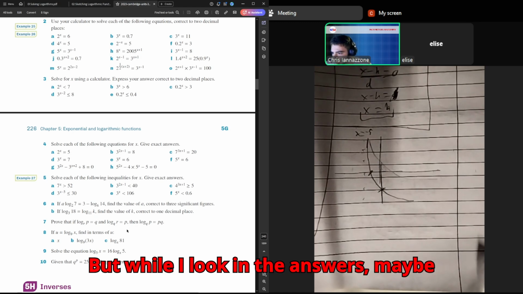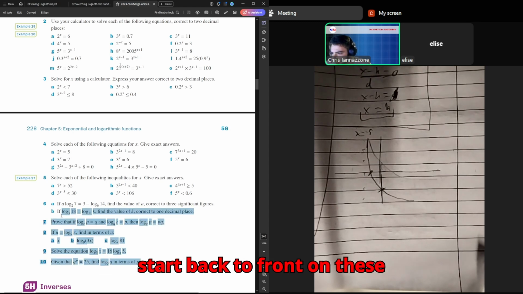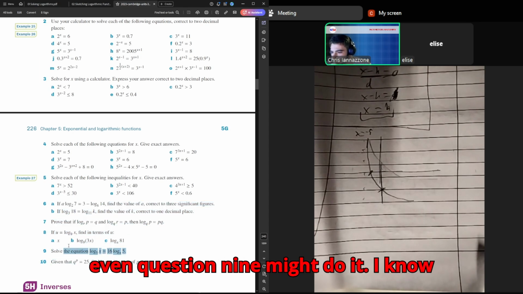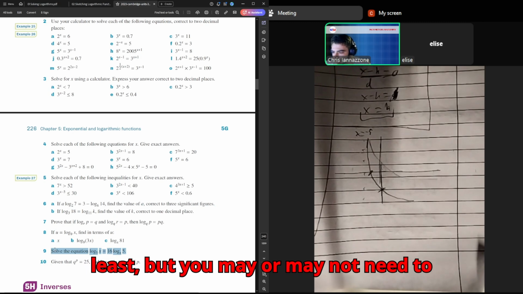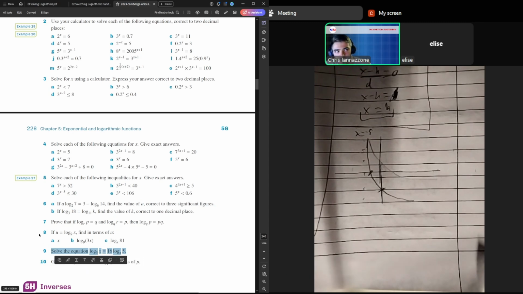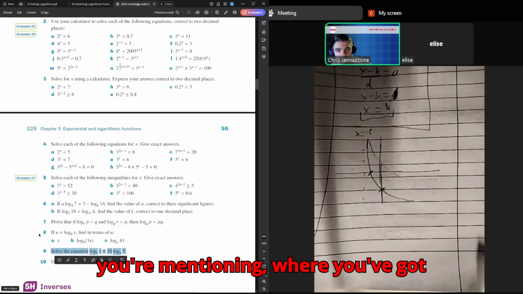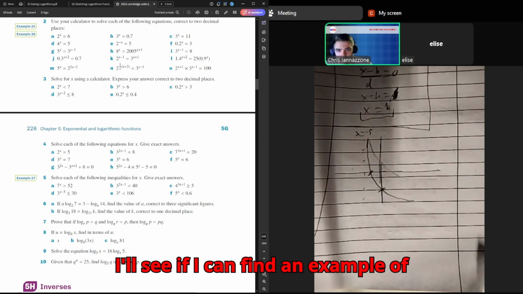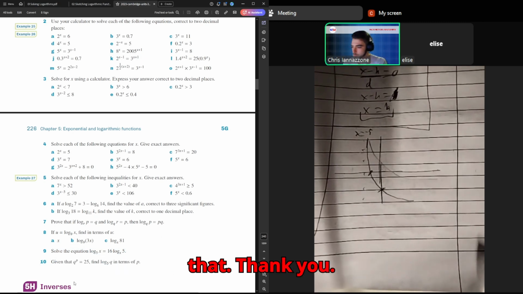But while I look in the answers, maybe start back to front on these questions. Maybe even question 9 might do it. I know you have to change the base at the very least, but you may or may not need to do that one that you're mentioning where you've got a logarithm in the exponent. So we'll start with 9, and while you do that, I'll see if I can find an example of that. Thank you. No worries.